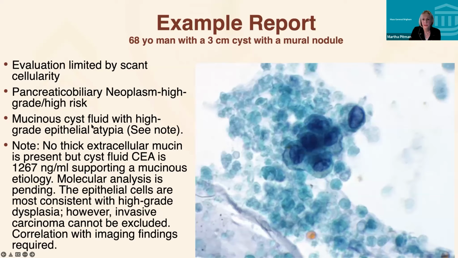Now, I can't say it's an IPMN versus a mucinous cystic neoplasm definitively just on cytology, but the fact that it's a man, more likely than not, is going to be an IPMN. No thick extracellular mucin, CEA is very elevated. That adds support to the mucinous etiology. The molecular is pending, but the epithelial cells certainly support this being a high-grade cyst.